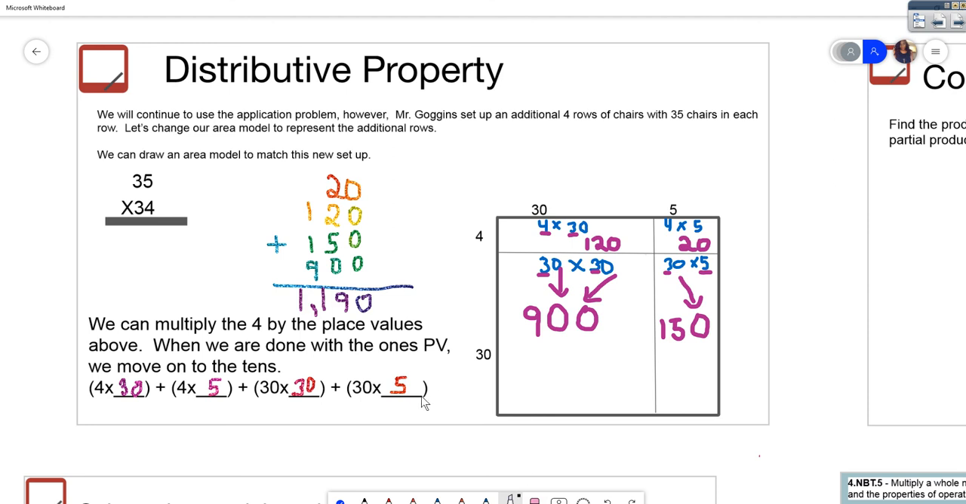Let's go ahead and look at this by matching it. 30 times 5 was 150. 30 times 30 was 900. 4 times 5 was 20. And 4 times 30 was 120. That's all we did to solve this problem.